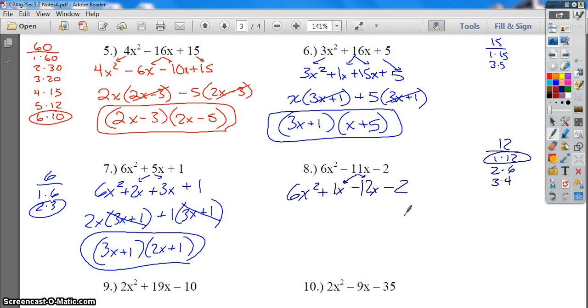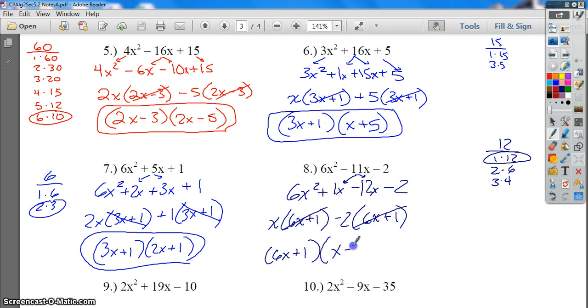So, GCF out of the first two would just be an x, leaves me with 6x plus 1. GCF out of these two is negative 2, leaves me with 6x plus 1. So 6x plus 1 out in front. These are now gone, and I have an x minus 2. All right? So you're almost through the entire page. You've got two more down here.